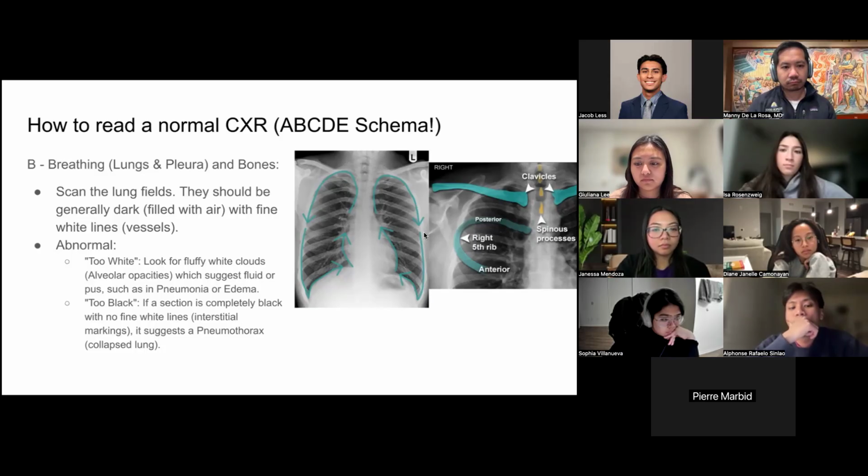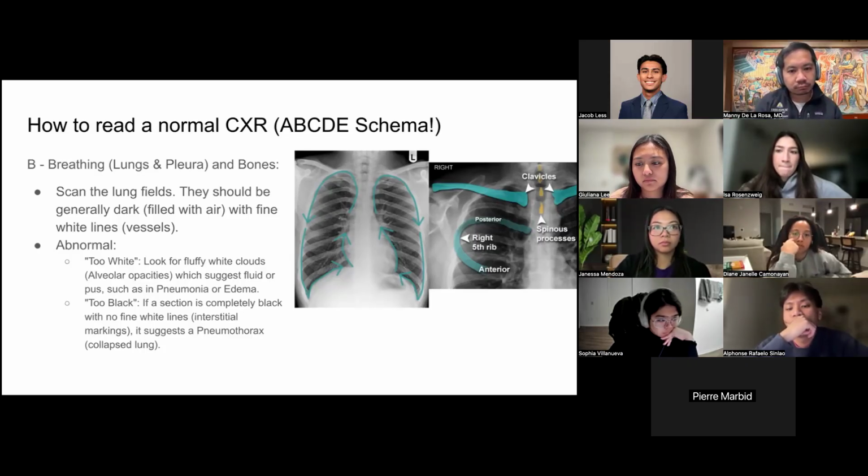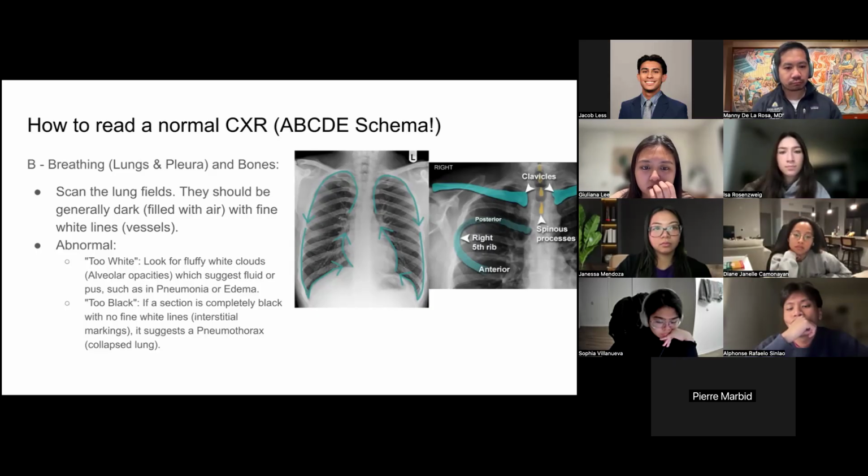You want to see those line markings go all the way to the edges. Any black space without any fine vascular markings could be a small pneumothorax or some area that's not getting good airflow. So, as you can see in the description, it should be generally dark, which means filled with air, with fine white lines, which indicate a lot of the pulmonary vasculature.